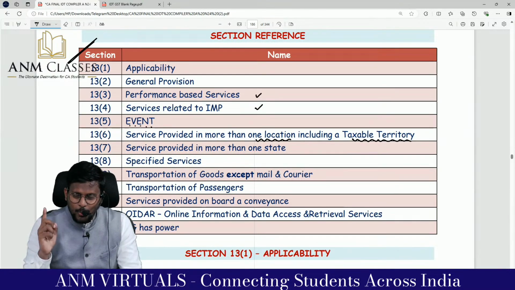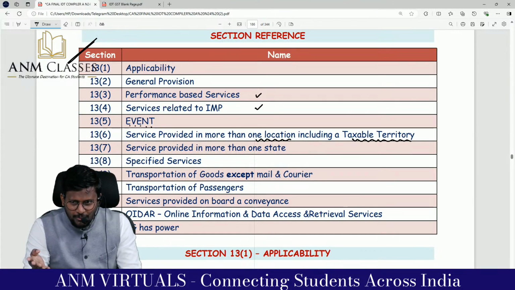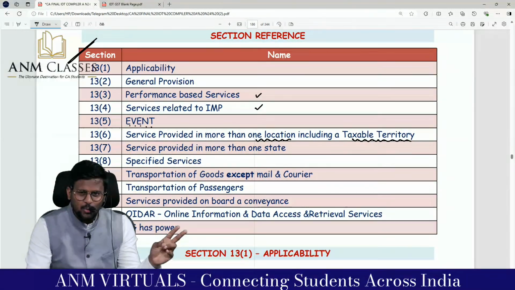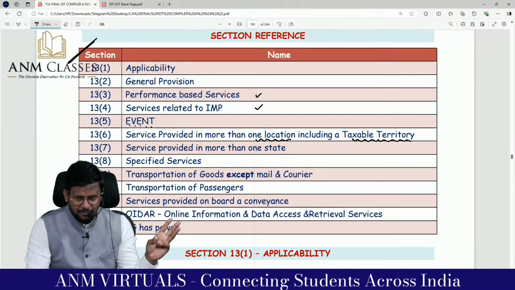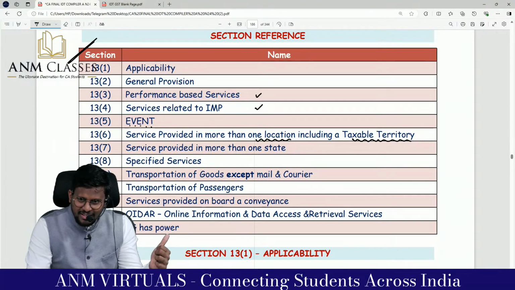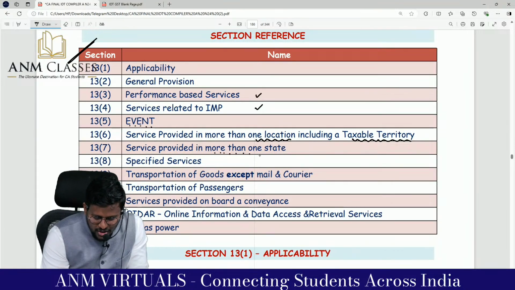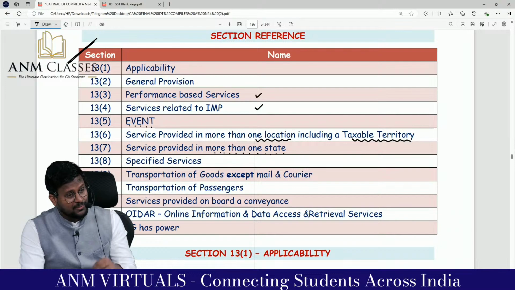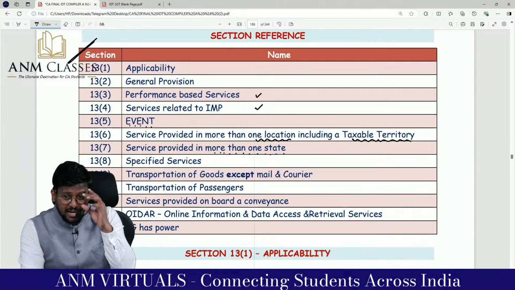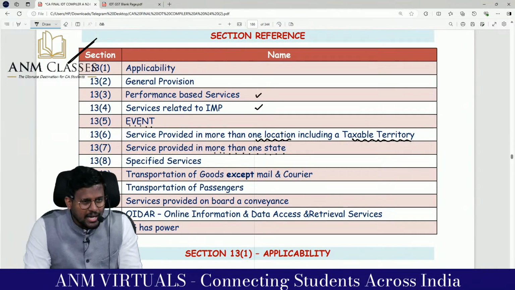12.1, 12.2, 12.3, 12.4, 12.5, 12.6, and 13.1, 13.2, 13.3, 13.4, 13.5, 13.6. 13.7 is service provided in more than one state.